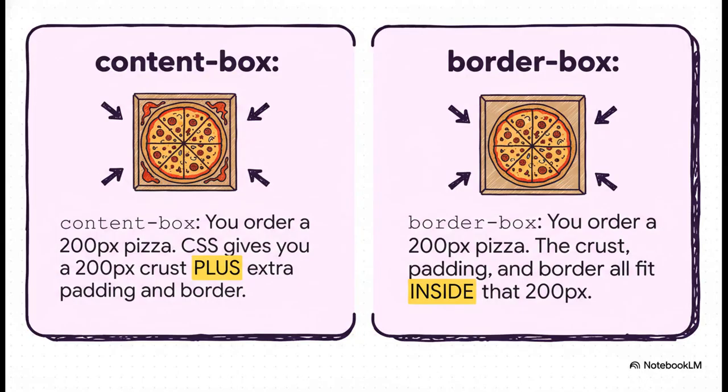Here's another CSS thing that drives people crazy: box sizing. The default behavior, content box, is like ordering a 200-pixel pizza, but what you get is a 200-pixel crust plus extra padding and a border hanging off the sides, making the whole thing bigger than you asked for. But with border box, when you order a 200-pixel pizza, everything, the crust, the padding, the border, all fits neatly inside that 200-pixel box. You get exactly the size you ordered. It's so much more predictable.